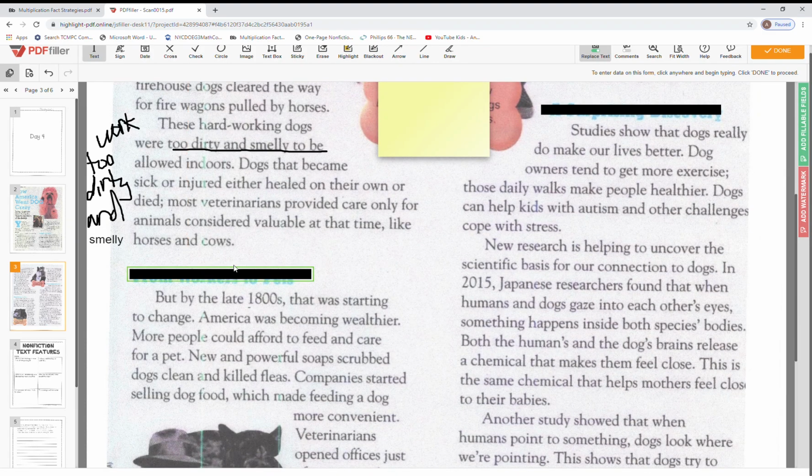So what could this possibly be? So now, what are they doing? So now they're allowing the dogs in the house, right? From workers to pets, right? Because now they're pets in our house.